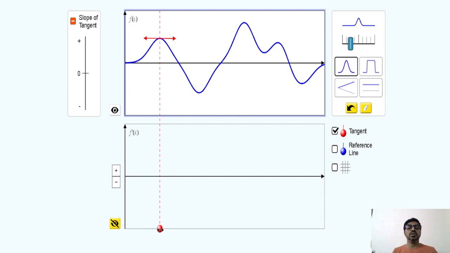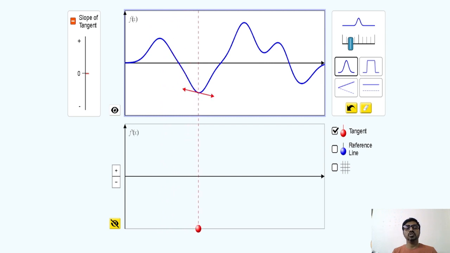So this is called local maximum. That's where the slope is 0. And this point is called critical point. Wherever the slope is 0, we call the point to be a critical point. And then it goes down, sliding down, downward sloping.